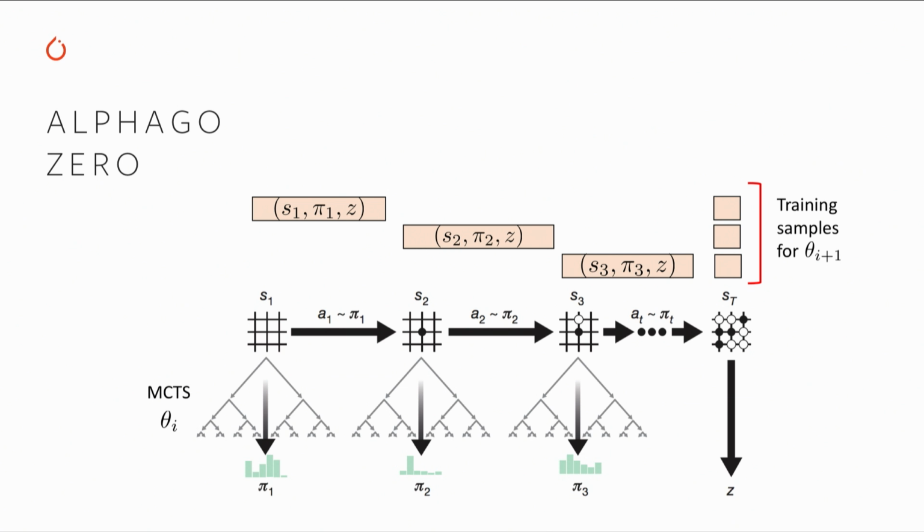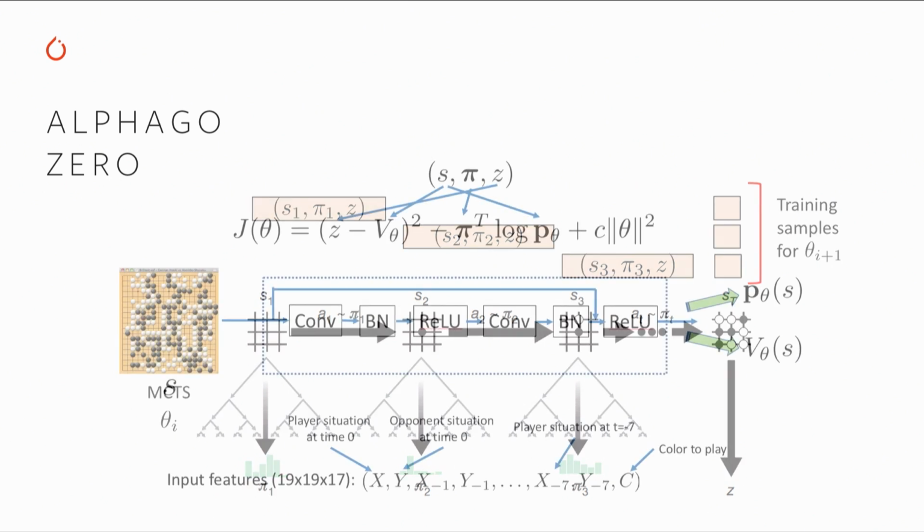And then you arrive at the final state where the game's signal is given. You basically know that at the end, you lose or you win the game. So once you have that, you collect all the data from each of the situations together, and you train your next model. Super simple.